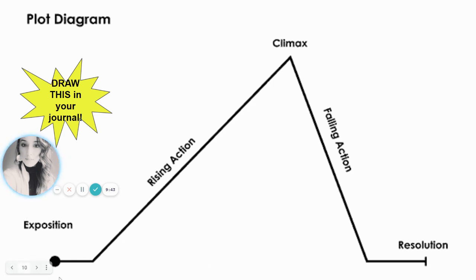So this section over here, the beginning of the plot diagram, is called our exposition. This slanting line that goes up is called a rising action. The very peak of this mountain is called the climax. The line that's going down is called the falling action. And then this other line at the very end is called our resolution. You can pause this video to draw this.